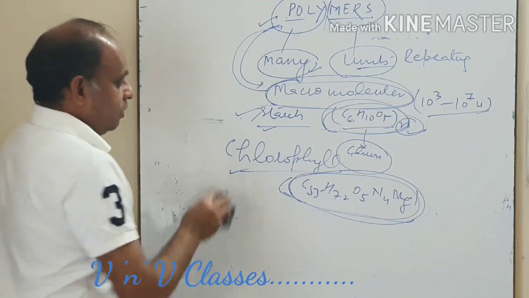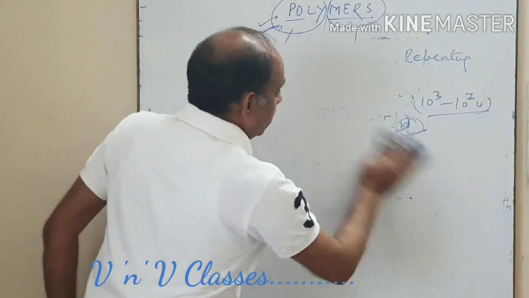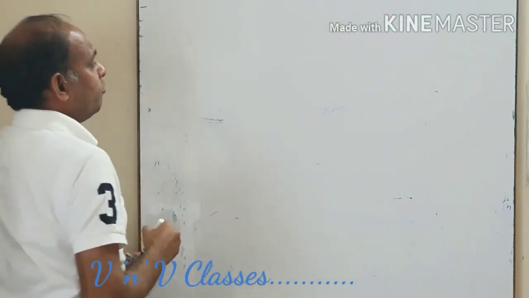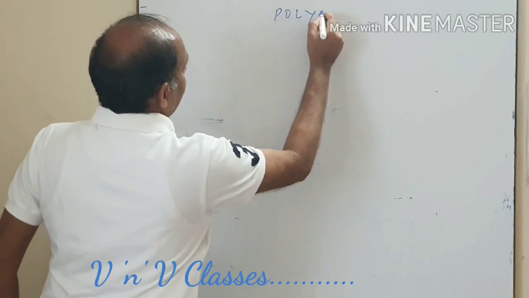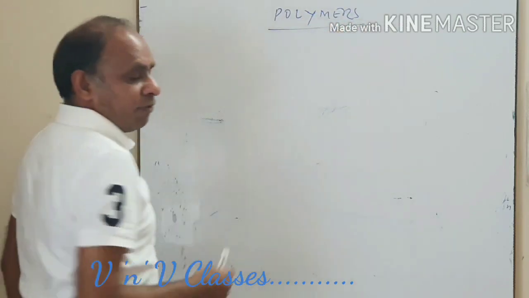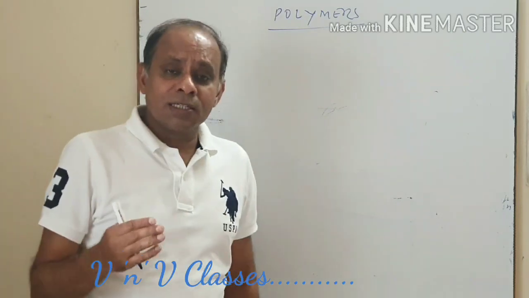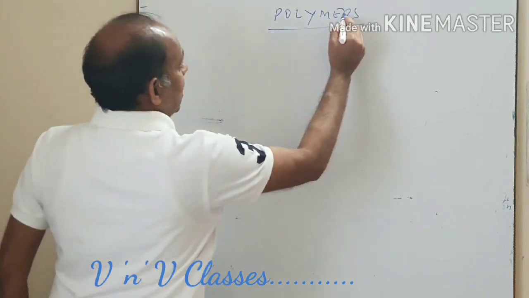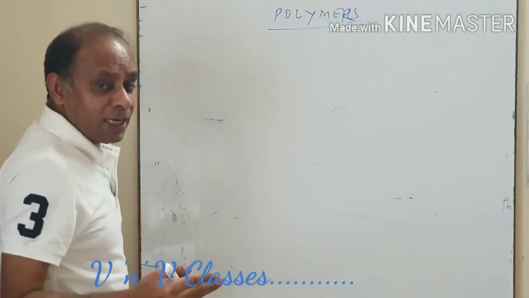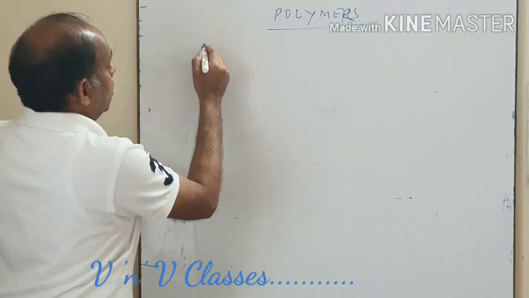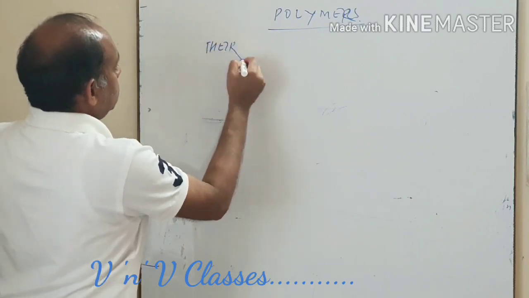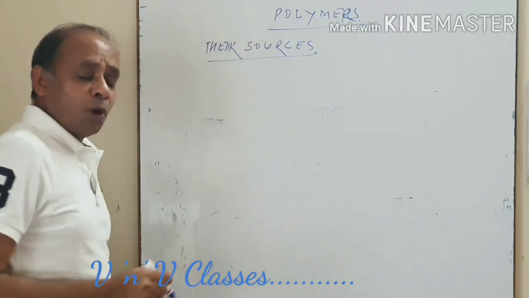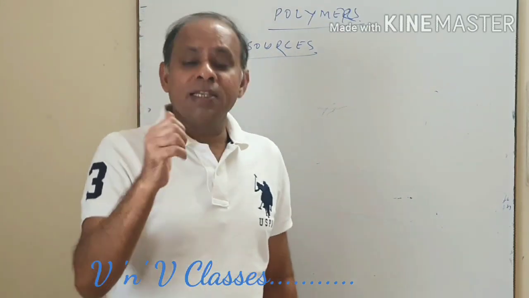Now what do we have to discuss further? We are proceeding with the chapter, and first of all, we have to discuss the types of polymers. We have different types of polymers. These polymers are classified on different bases. First of all, these polymers are classified into different classes on the basis of their sources, meaning where they are derived from.